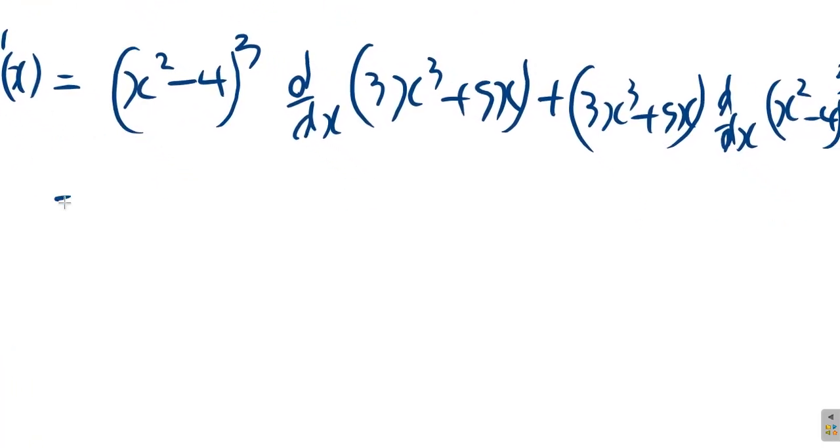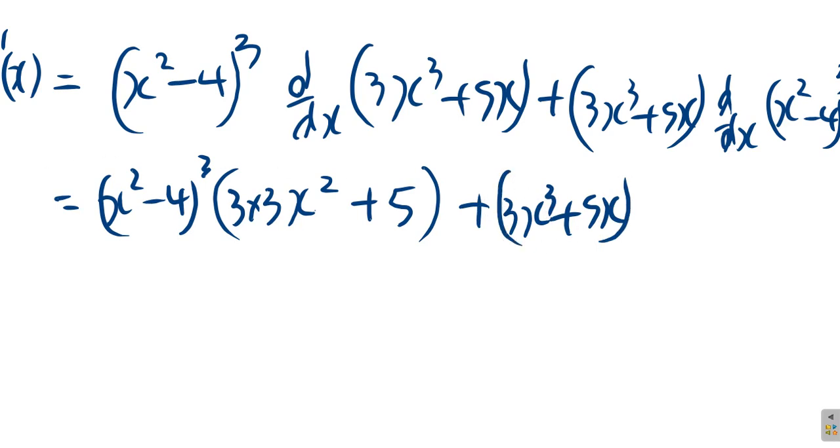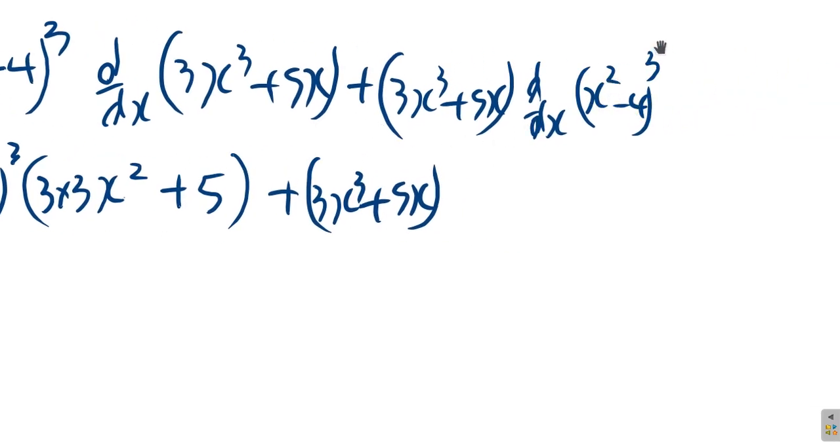So let's see what happens here. You have (x squared minus 4) cubed times, when you differentiate this, you can go into the bracket and differentiate each of them. So this is going to be 3 times 3x to the power 3 minus 1, which is 2, plus when you differentiate 5x you get 5. Alright, that's what you have, plus (3x cubed plus 5x) times the derivative with respect to x of (x squared minus 4) cubed. Now what is that going to be?